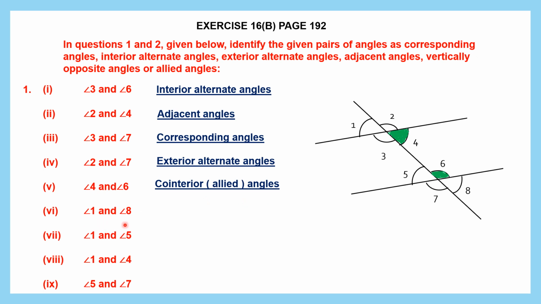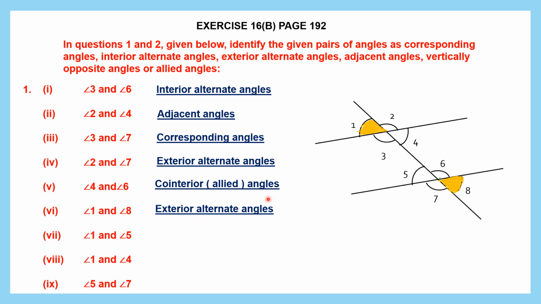Now let's look at angle 1 and angle 8. Angle 1 is here and angle 8 is here. Let's look at those two angles. 1 is here and 8 is here. As you can see, both are outside and they are on the alternate side. So they are exterior alternate angles.